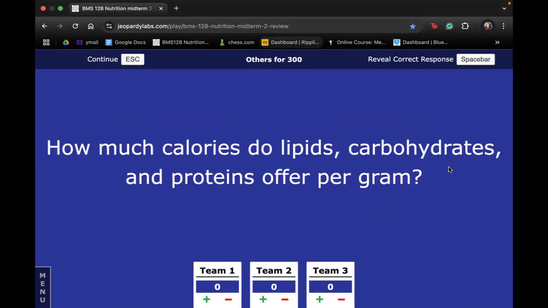How many calories do lipids, carbohydrates, and proteins offer per gram? We talked about a few. Is it four? For which one? For carbohydrates and proteins? Nice. And what's lipids? I don't remember. It's 9. Is 9. And then do you guys remember what alcohol was? We had alcohol as number 2. 7. Yeah. It's wild that alcohol offers you so many calories.